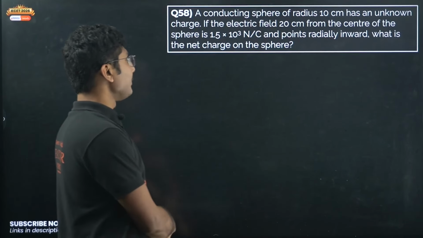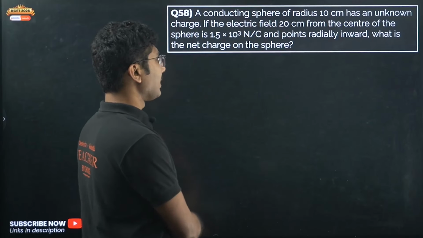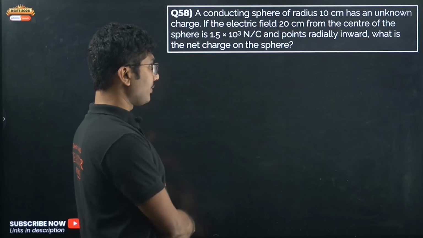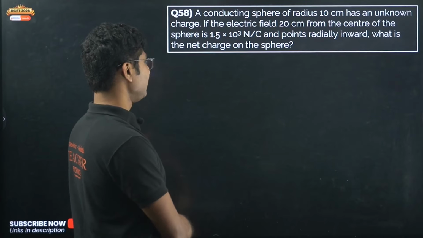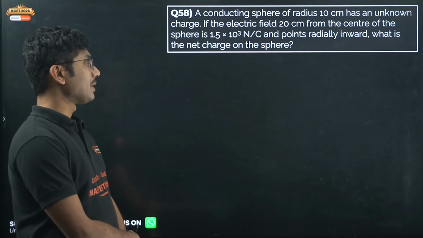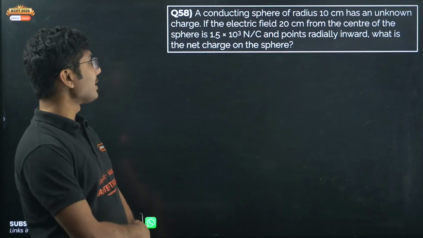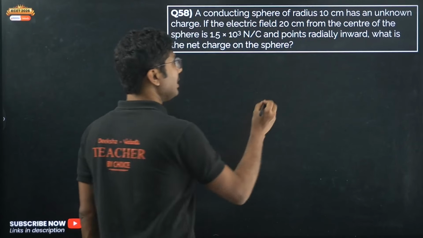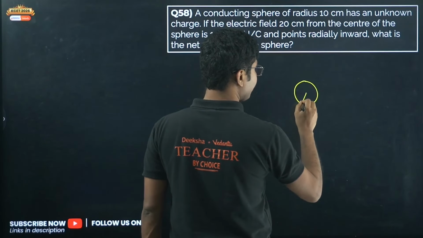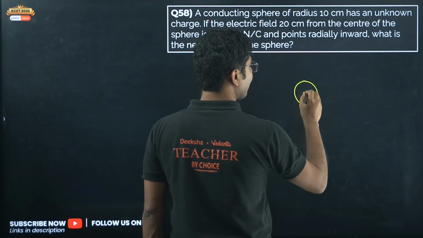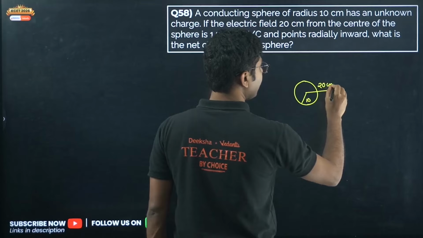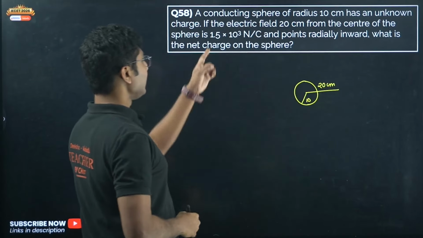A conducting sphere of radius 10 centimeter has an unknown charge. If the electric field 20 centimeter away from the center of the sphere is 1.5 into 10 to the power of 3 Newton per Coulomb, points radially inward, what is the net charge on the sphere? So here we have a 10 centimeter radius sphere. The radius of the sphere is 10 and we are trying to measure an electric field at a distance of 20 centimeter, and the electric field we have calculated is this.